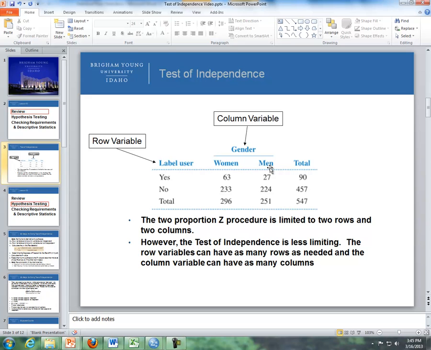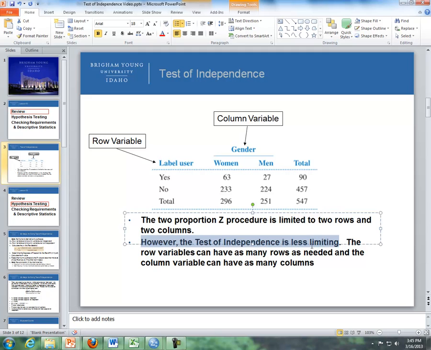If you had more than two row categories or two column categories, then you wouldn't be able to use a two proportion test. Okay, but we can do it with the test of independence. It's less limiting because we can have more than two rows and more than two columns to be able to do our test. Now we're limited still because we have certain requirements that need to be met when doing a test of independence. But suffice to say is that we can have more than two rows and or more than two columns.